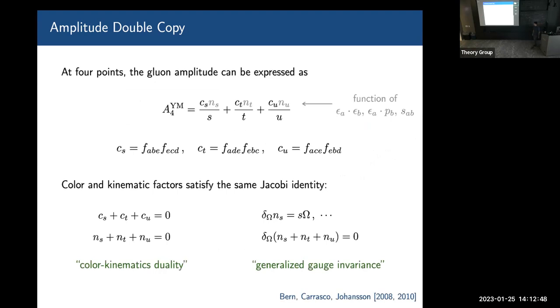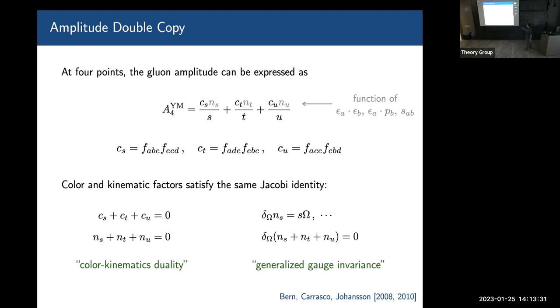Exactly the same thing works for the 4-point function. So here we'll be looking at this. I'm calling it Yang-Mills, but it works for any gauge group. Here you can express the gluon 4-point amplitude in this way. It's split into these 3 channels, s, t and u. Here, the c's are the color factors, which consist of the structure constants of the gauge group. And we divided by these propagators s, t and u, and everything else I'm calling these functions n. These are called kinematic numerators. They are functions of the basic building blocks for the amplitudes.